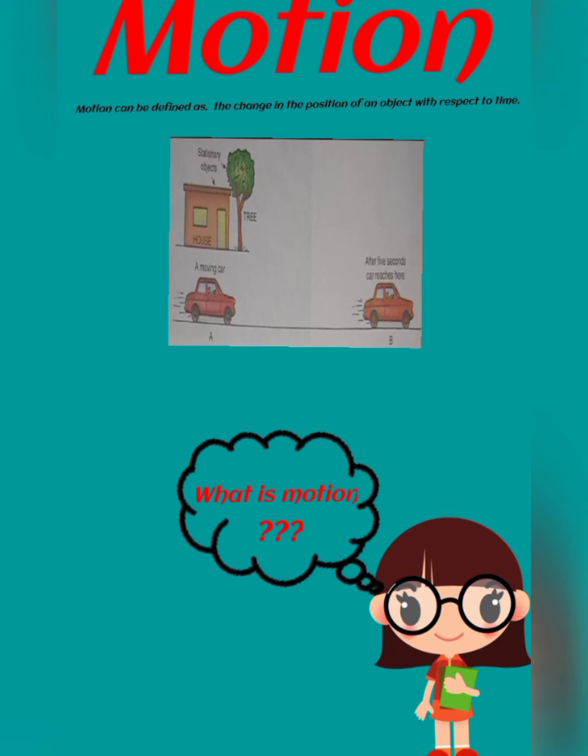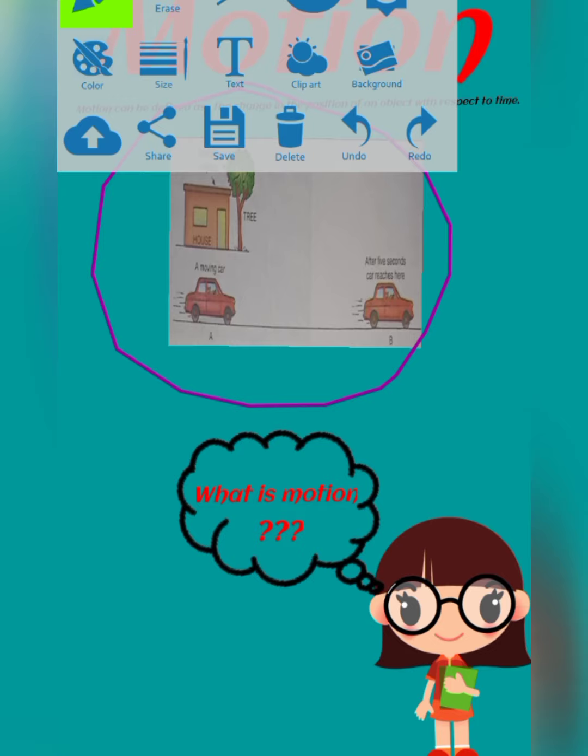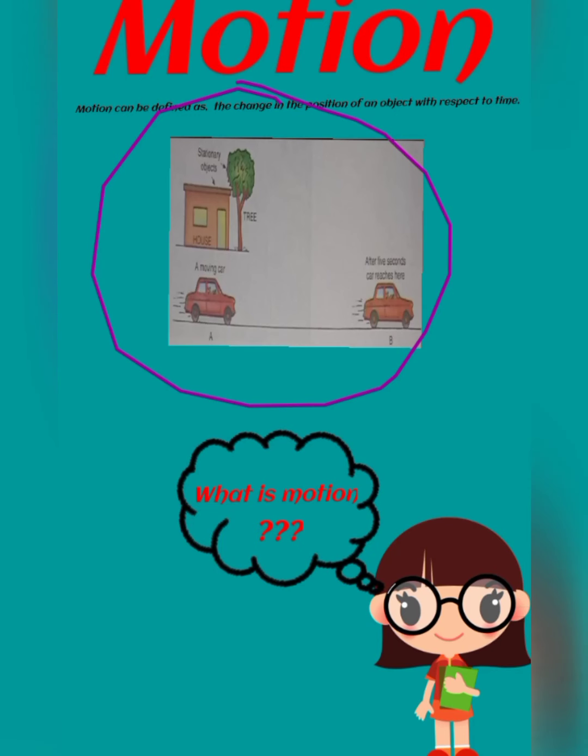Alright, now just look at this picture. What can you actually see in this picture? There's a car, there are trees. We can see the car at position A. Let me just show you, this is the car. It is at position A, in front of the house and a tree at a particular time.